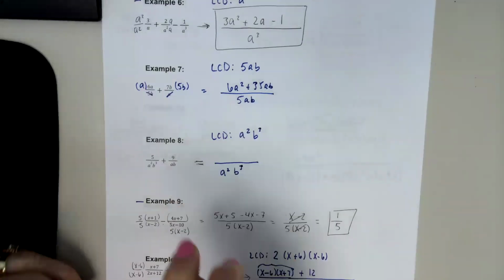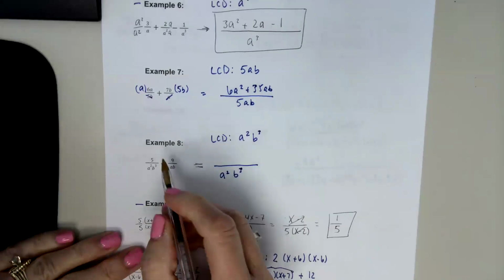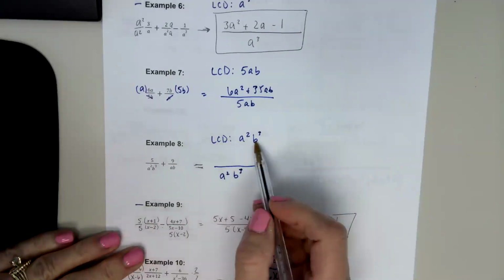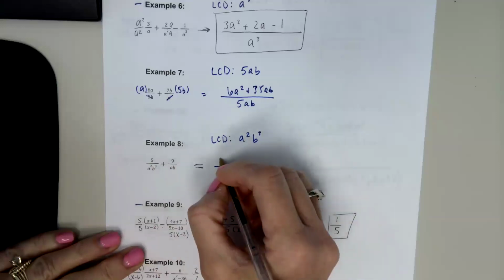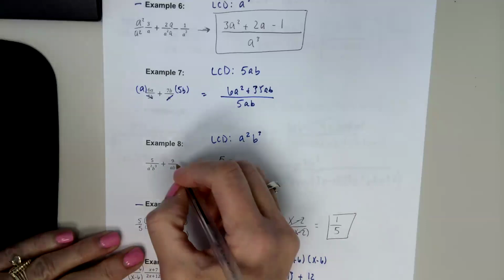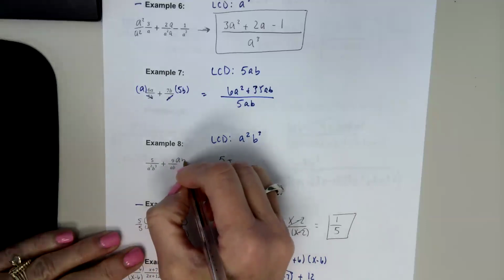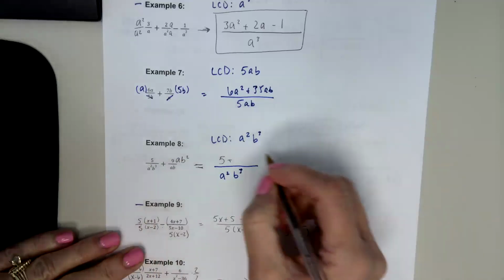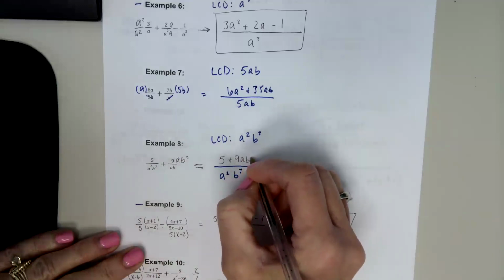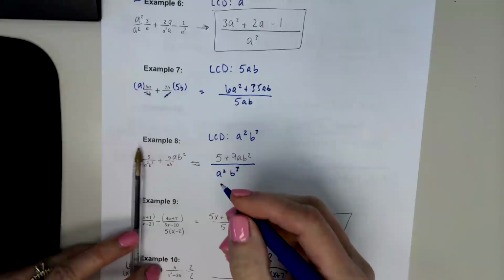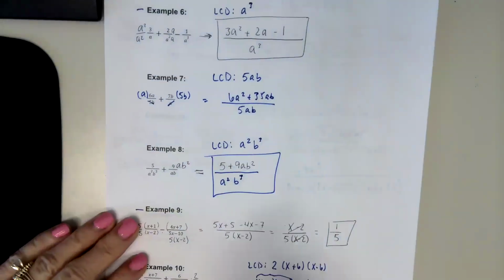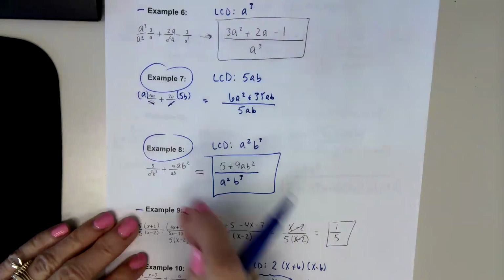And I'm going to multiply what's missing. In the first fraction, it has the entire LCD, so the first fraction can stay the same, which is 5. And the second fraction is missing an A and a B squared, so that's going to be 9AB squared. For example, 7 and 8 are the two extras there.